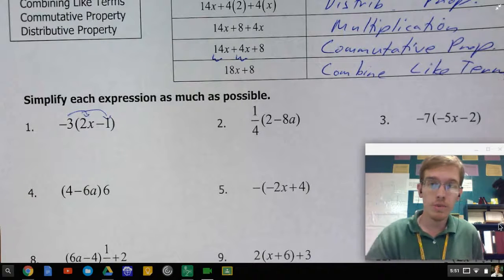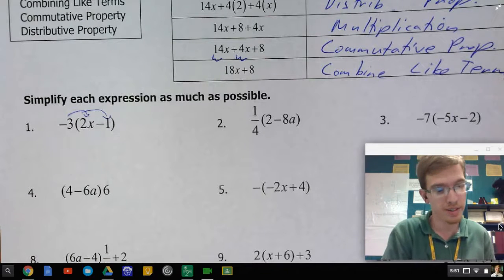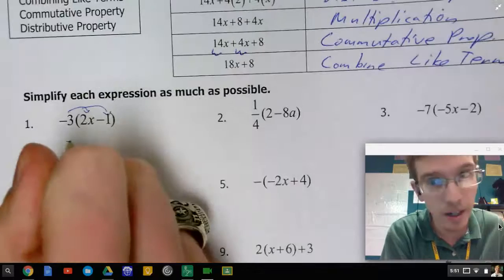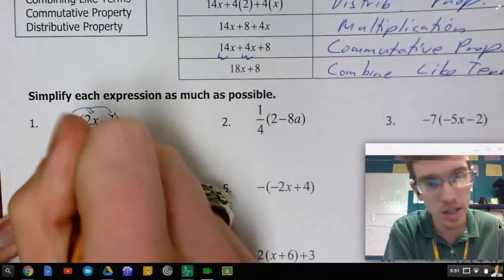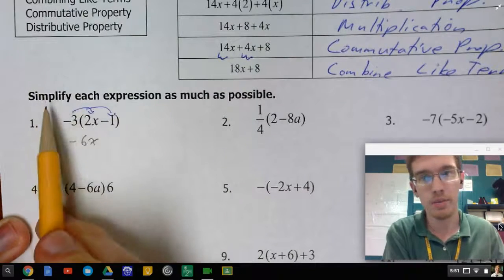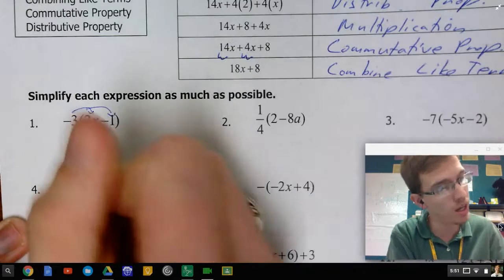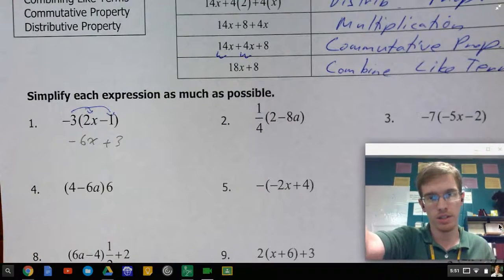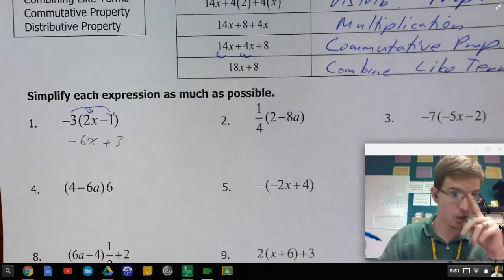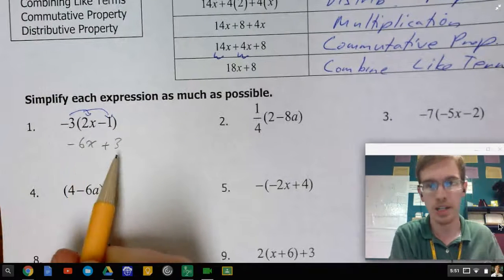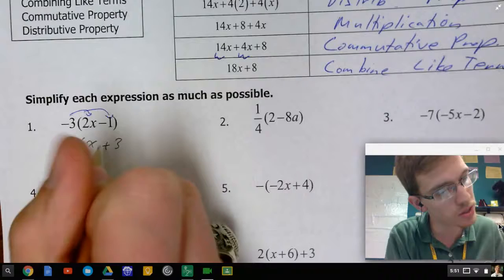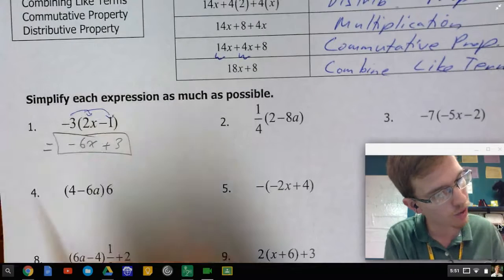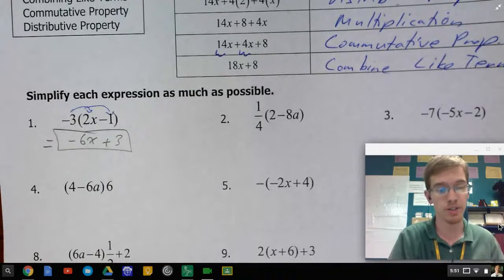All right, so negative 3 times 2 is negative 6. So we're going to get negative 6x. Negative 3 times negative 1 gives us a positive 3. So our final answer is, well, can we combine any terms there? And no, we have x's and we have numbers. We cannot combine those, so that is our final answer. Negative 6x plus 3.